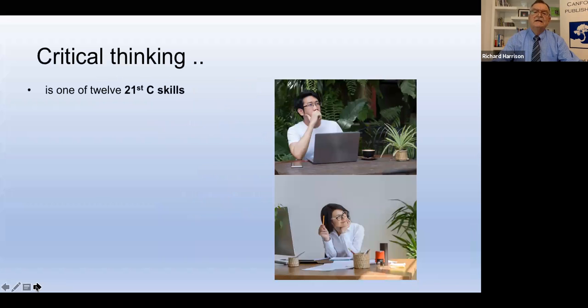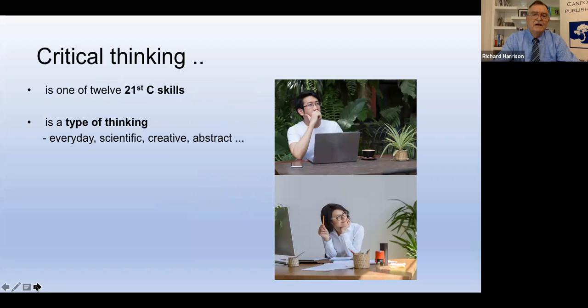What is it? Well, it's one of the 21st century skills, and I'll be talking a little bit more about those later on. These are the skills that are needed in the age of the internet, the generally accepted skills that are needed in the age of the internet. Critical thinking is a type of thinking. So it's alongside everyday thinking, scientific thinking, creative thinking, and abstract thinking, and so on.